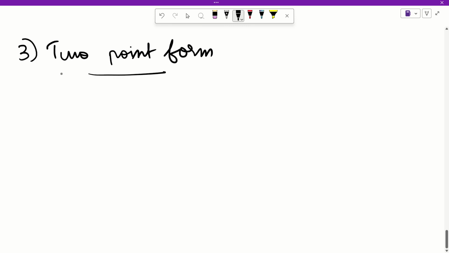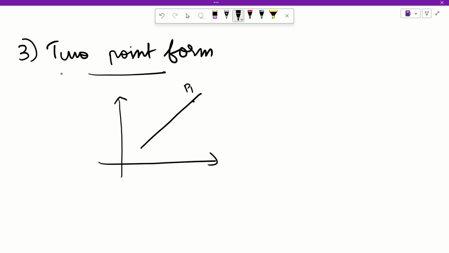Two-point form. For this, we have 2 points P1 and P2. P1 is given by the points x1, y1, and P2 is given by the points x2, y2. This is the x-axis, this is the y-axis. Here, what is the equation of the line?